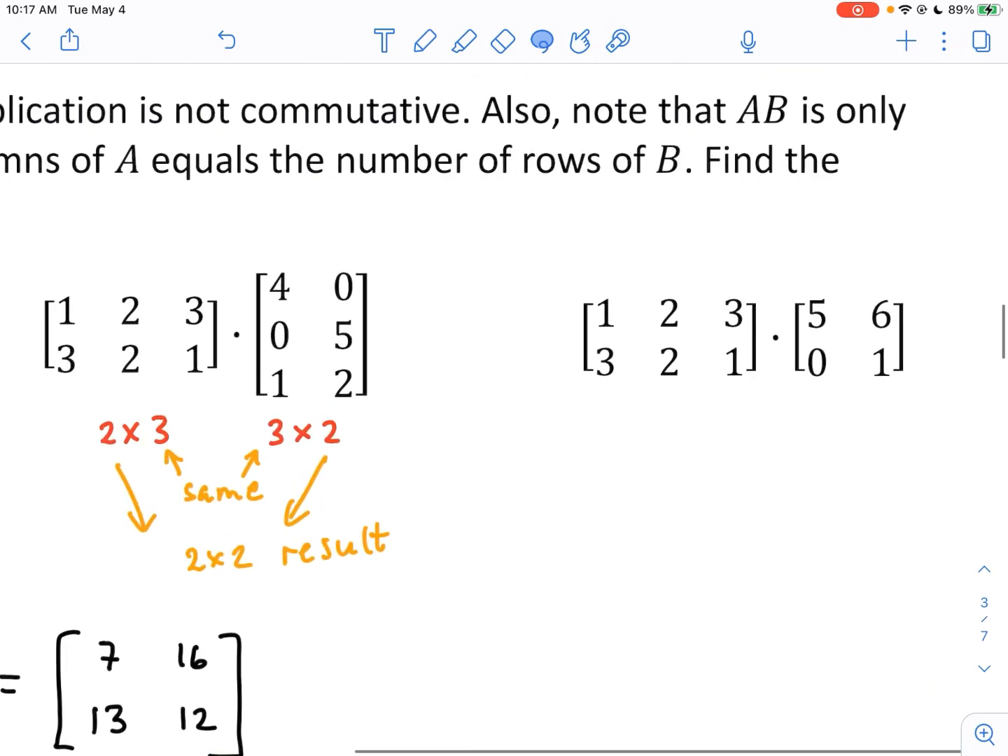Okay, in the last case, we have 2 rows and 3 columns. And the matrix on the right is 2 rows by 2 columns.